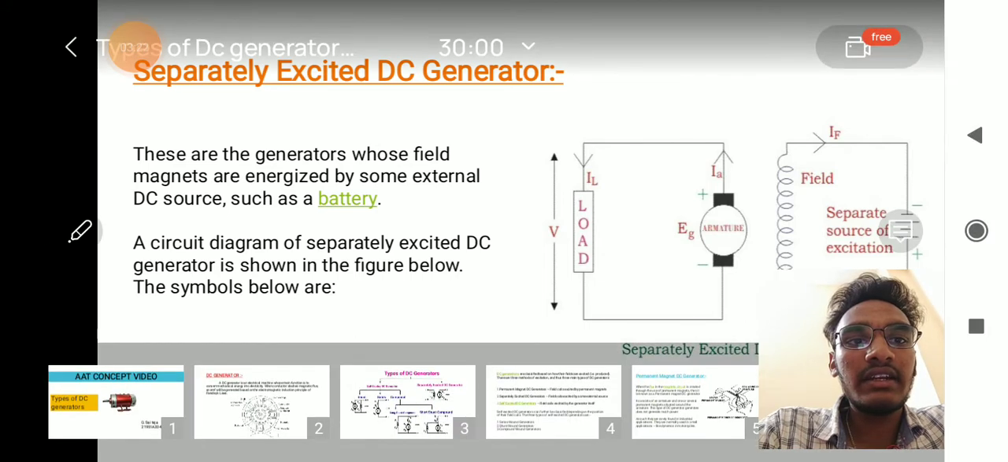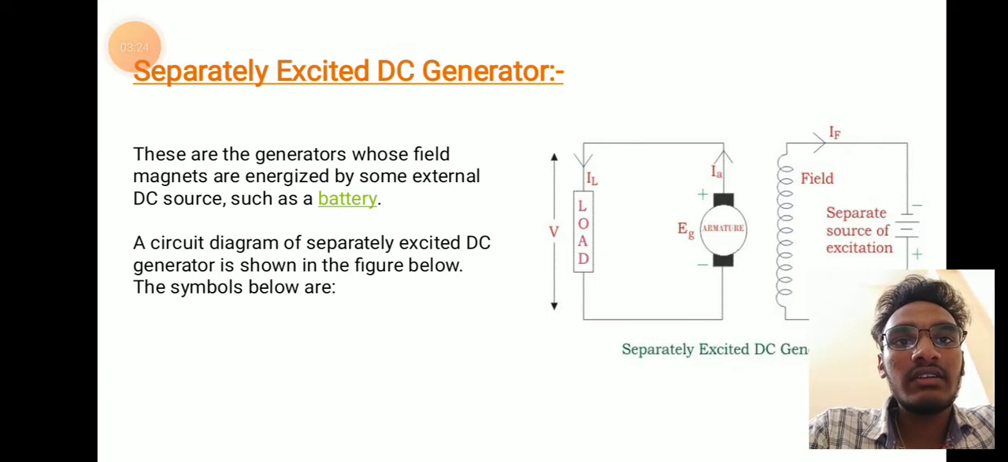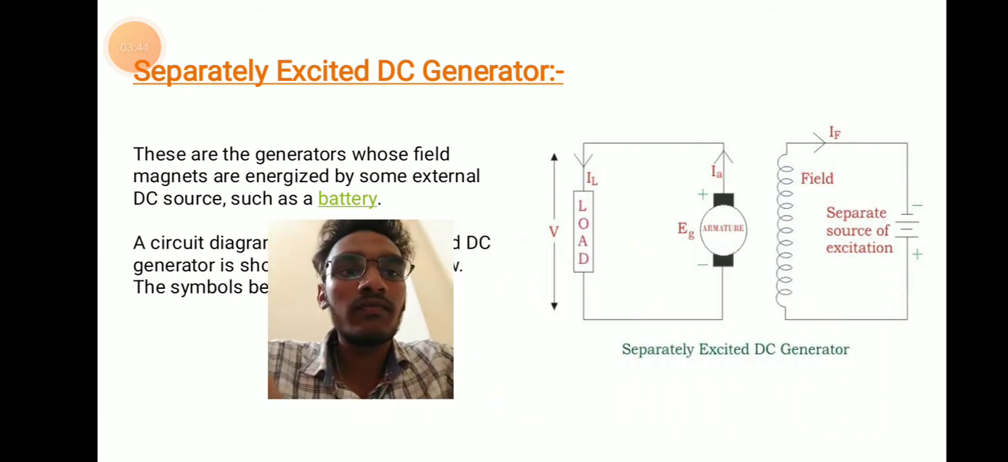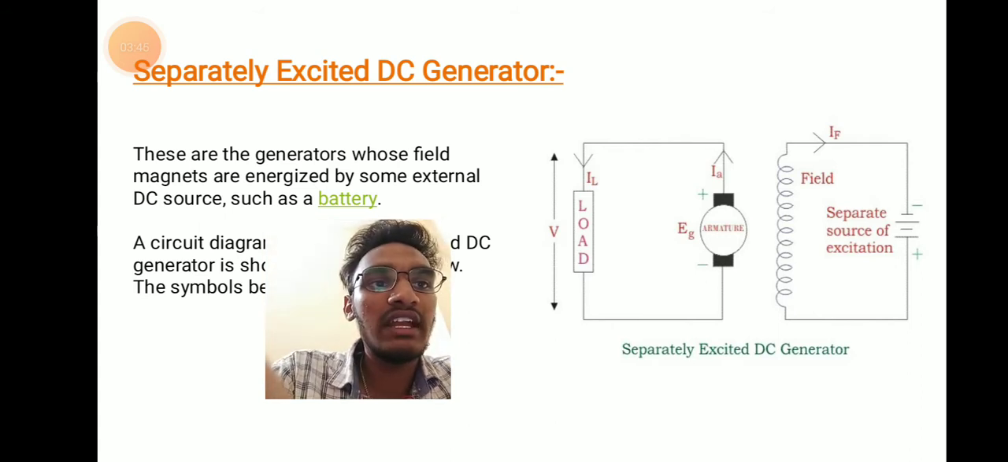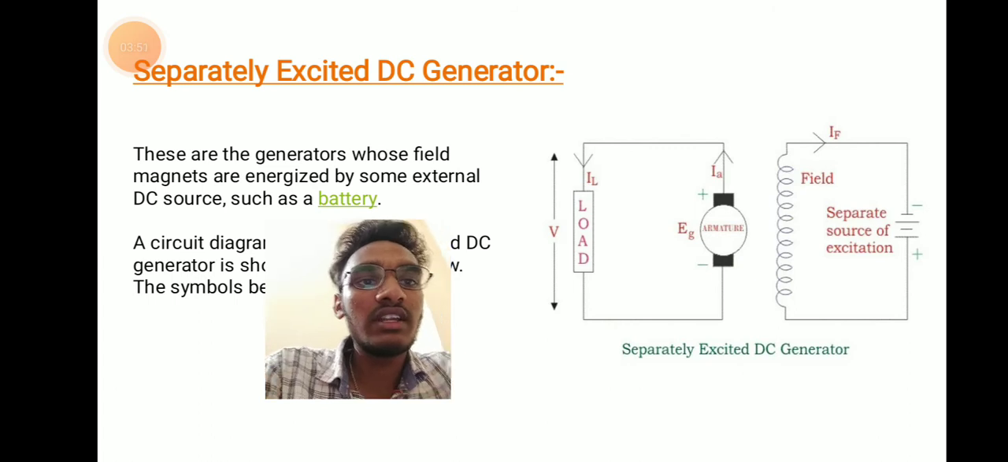Separately excited DC generator: these are the generators whose field magnets are energized by some external DC source such as a battery. A circuit diagram of a separately excited DC generator is shown in the figure below. The symbols below are load, field, and separate source of excitation. Here we can see the diagram of the separately excited DC generator.